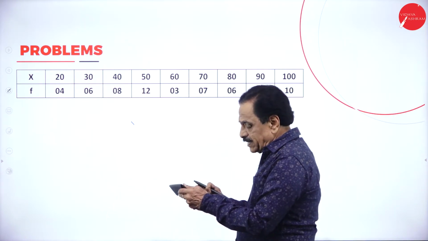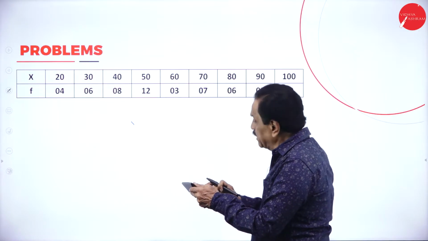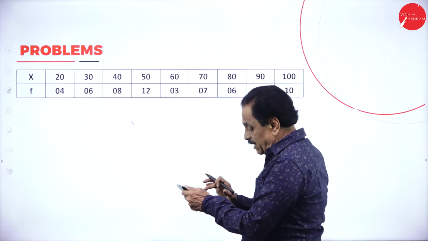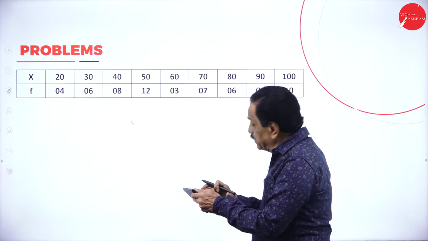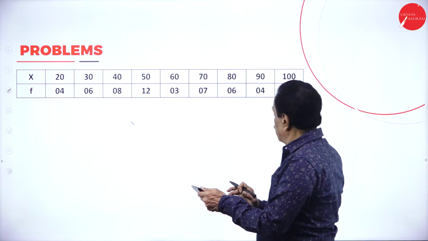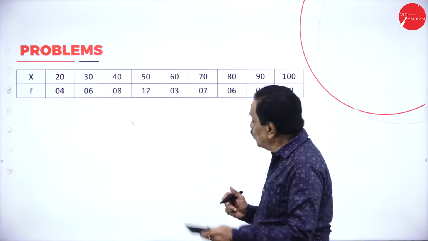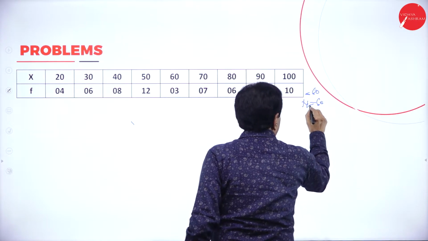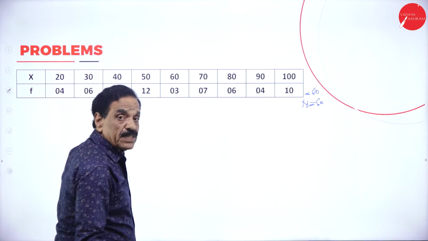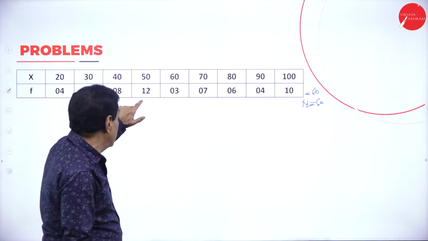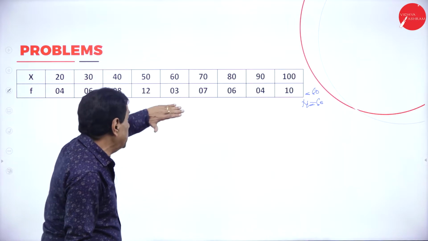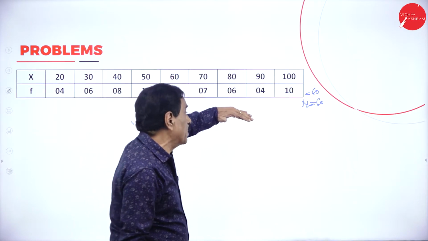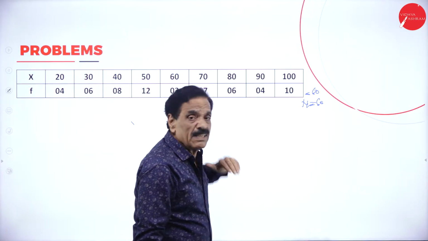4 plus 6 plus 8 plus 12 plus 3 plus 7 plus 6 plus 4 plus 10 is equal to 60. This is n is equal to 60. That is 4 plus 6 is 10, 10 plus 8 is 18, 18 plus 12 is 30, 30 plus 3 is 33, 33 plus 7 is 40, 40 plus 6 is 46, plus 4 is 50, then 10 is 60.